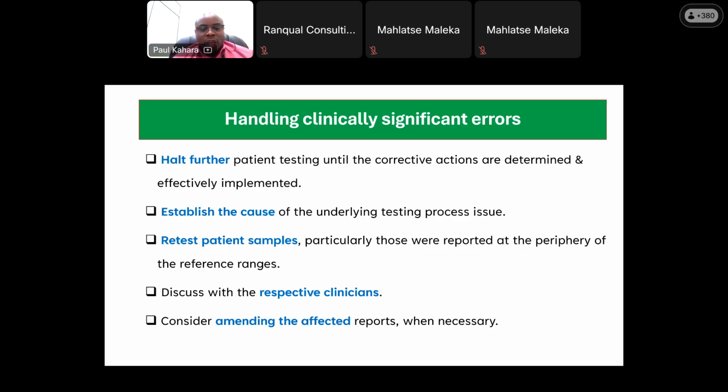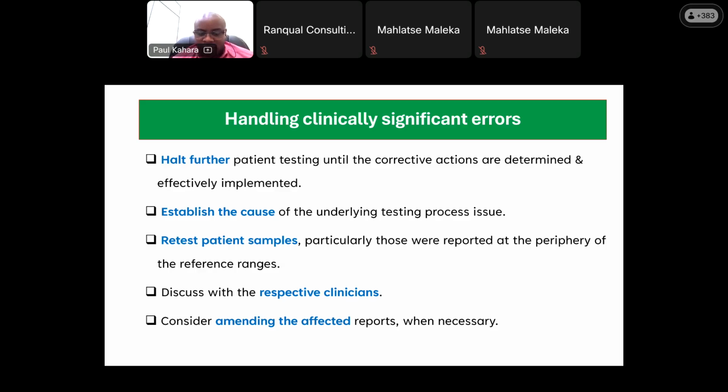The other way to handle these clinically significant errors is establishing the cause of the underlying testing process issue. Remember, we said we ran IQC and EQA to recognize or to establish which underlying issues could be there. And then retesting of patient samples can be another issue, especially when you have run an IQC today and you have realized that there's a failure, and this failure probably would have been detected yesterday, but it wasn't because we didn't run an IQC. You may be required to rerun some patient samples, and you can start with those samples that are falling somewhere in the periphery of the reference ranges, just to make it easy.